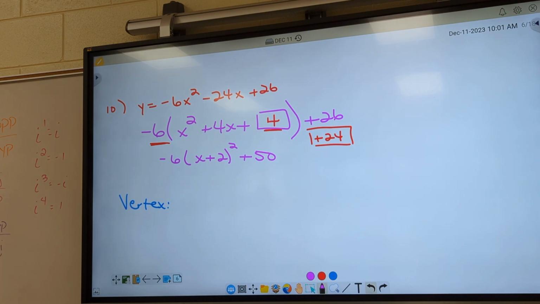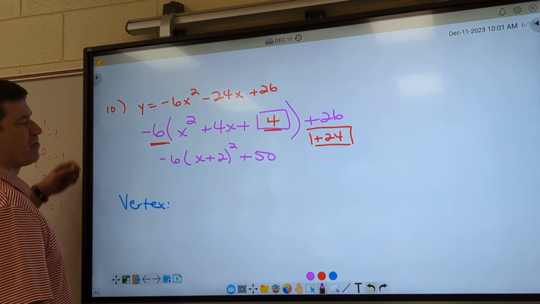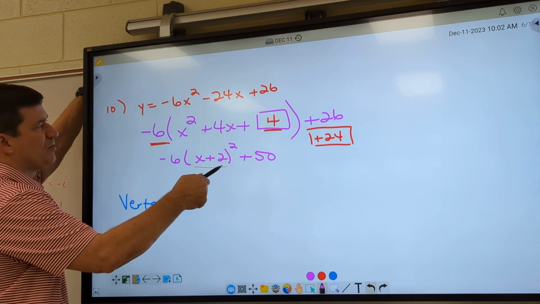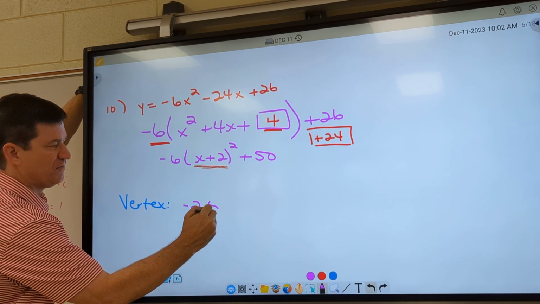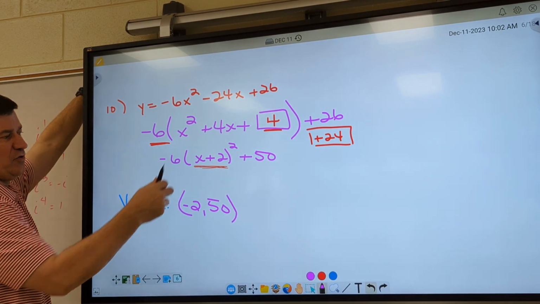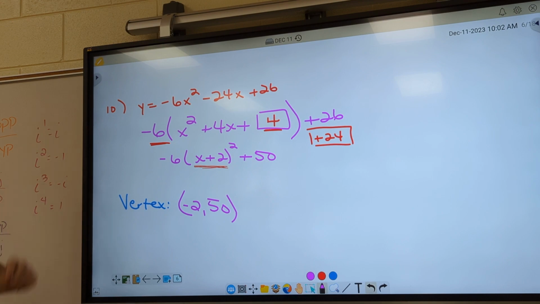All right, Hunter, what's our vertex going to be? Negative 4 and. Hold on. Wait, where are you at? I'm on number 10. So that's going to be negative 2 and 50. Remember, we only flip the sign on the one that's inside the parentheses.